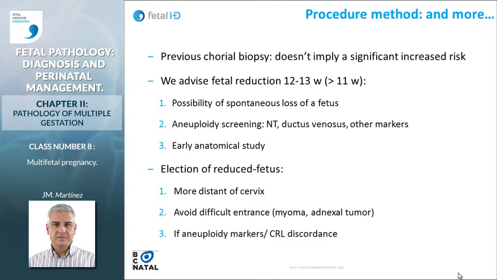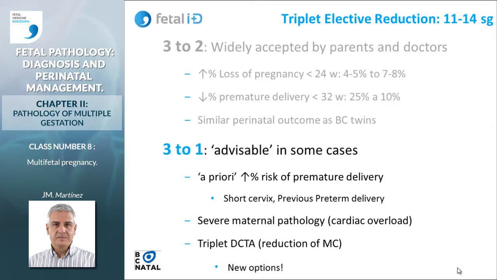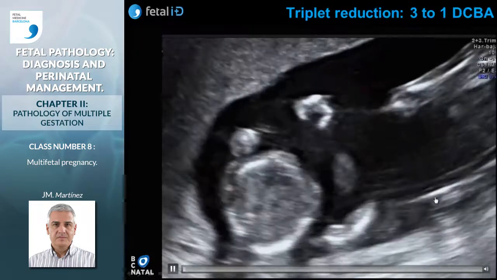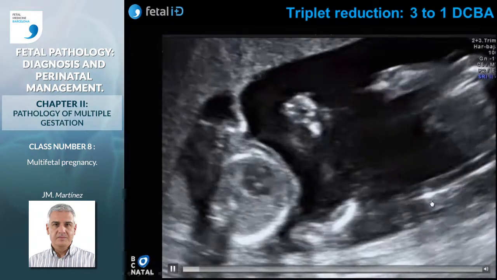or annexal tumors. In some cases, it will be advisable to talk to the parents about the reduction from 3 to 1, to reduce the incidence of premature delivery, which could be in a patient with a history of premature delivery or that has a short cervical length. Also, if there is maternal pathology, for example, a heart disease, we could even contemplate the reduction from 2 to 1. And finally, in those triplets in which 2 of them are monochorionic, to avoid the complications of premature delivery and malformations. This is an example in which 2 of them are monochorionic and monoamniotic.